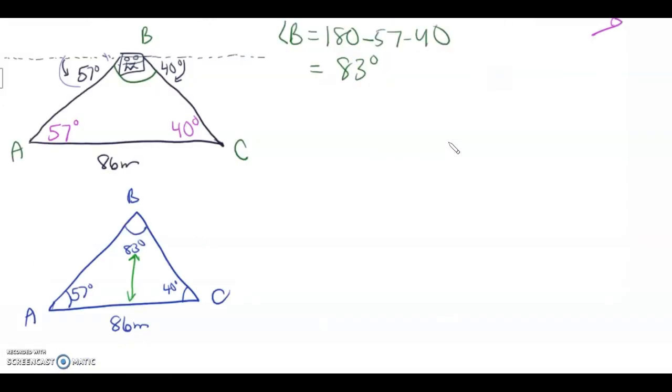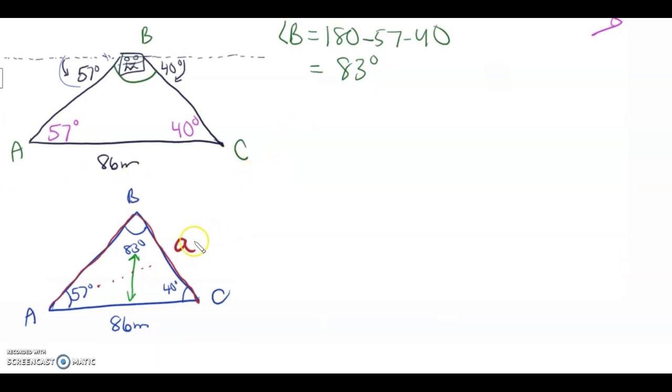Going back down here, we want to know how long the cable is. The cable has two parts to it. The cable has the part going up and then the part going down. So we're going to have to use the sine rule twice. Let's start with side A.